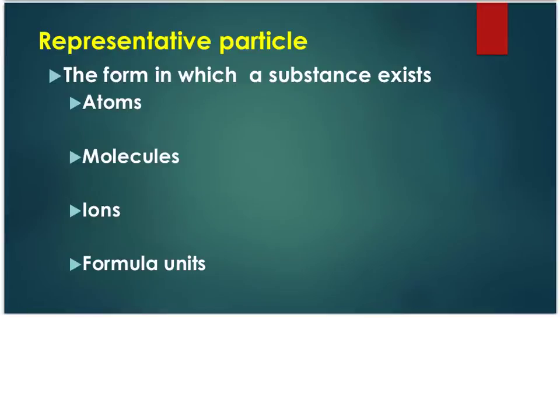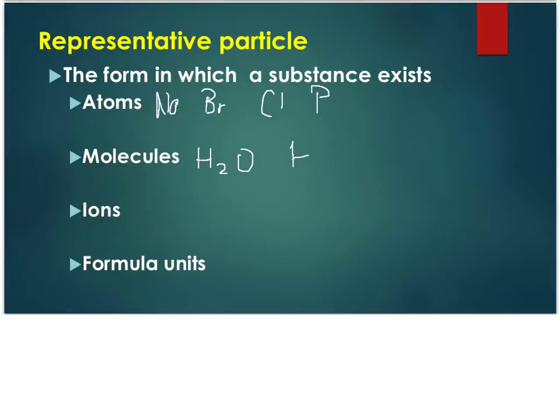And a representative particle basically means which form does the substance exist in, or what form is that substance found in. Is it an atom? So when we think of atoms, we're going to think of the elements on the periodic table. So we can think of sodium, bromine atoms, chlorine atoms, phosphorus atoms. When we think of molecules, think of covalent compounds.